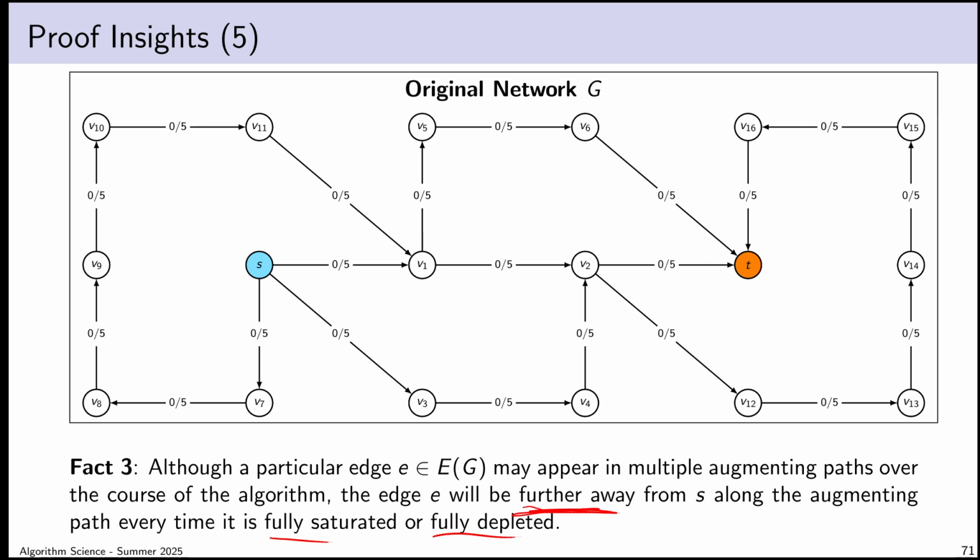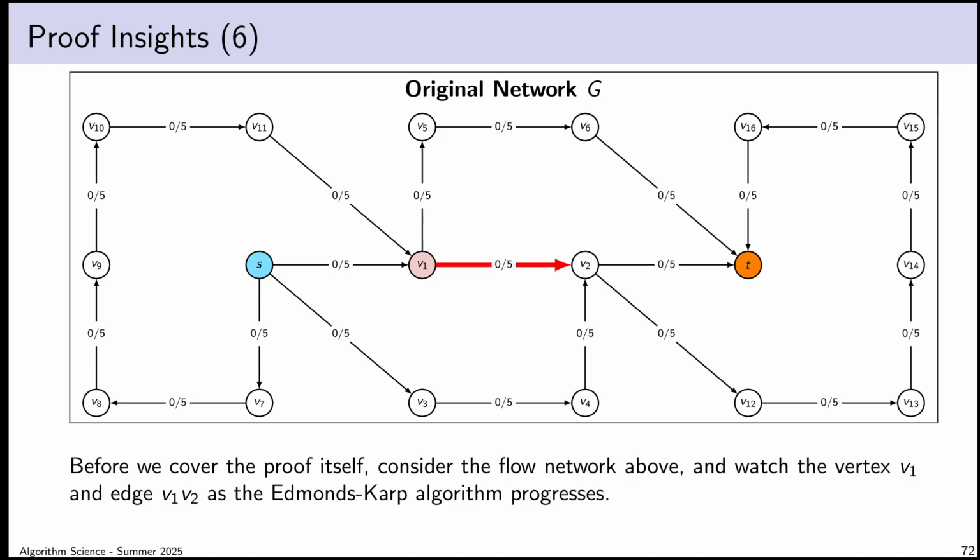Now that's a very weird abstract statement. I have an example to try and illustrate that. Okay, so before we get into the proof itself, because the proof itself has lots of moving parts, I want to use this network to give an example to sort of show off what makes the Edmonds-Karp algorithm special and how those three facts factor in.